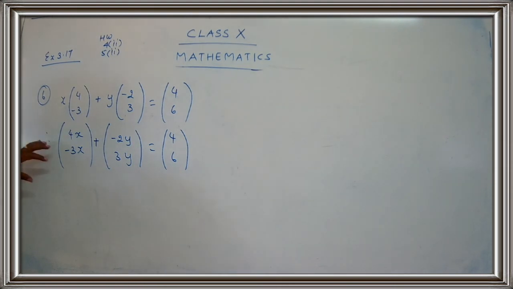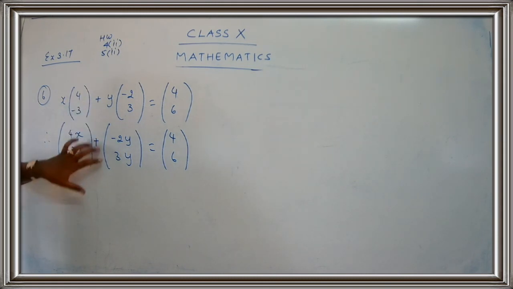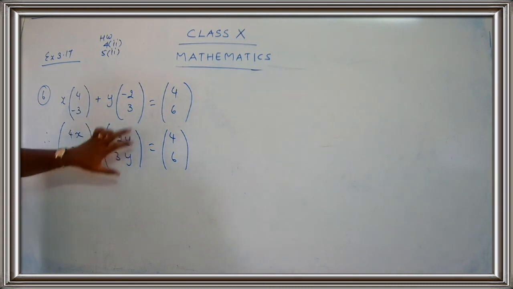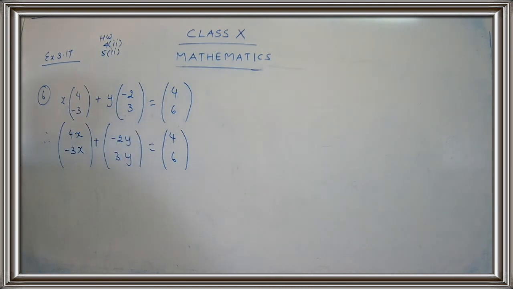Is the first step clear children? 4 into x, 4x, minus 3 into x, minus 3x, plus is the main sign, minus 2 into y, minus 2y, 3 into y, 3y, and here 4, 6. Now let's go for the next step. Now here this question is a type of equation, like you have to solve the equation and you have to get the value for x and y.